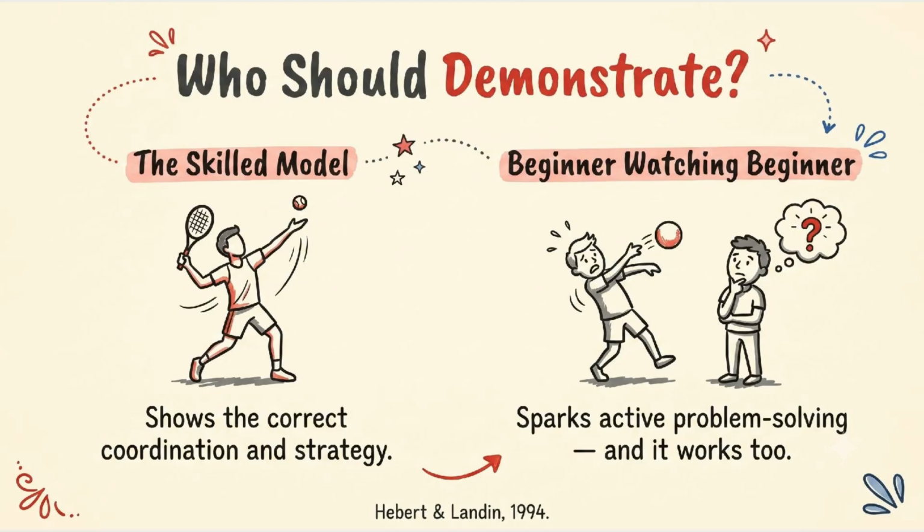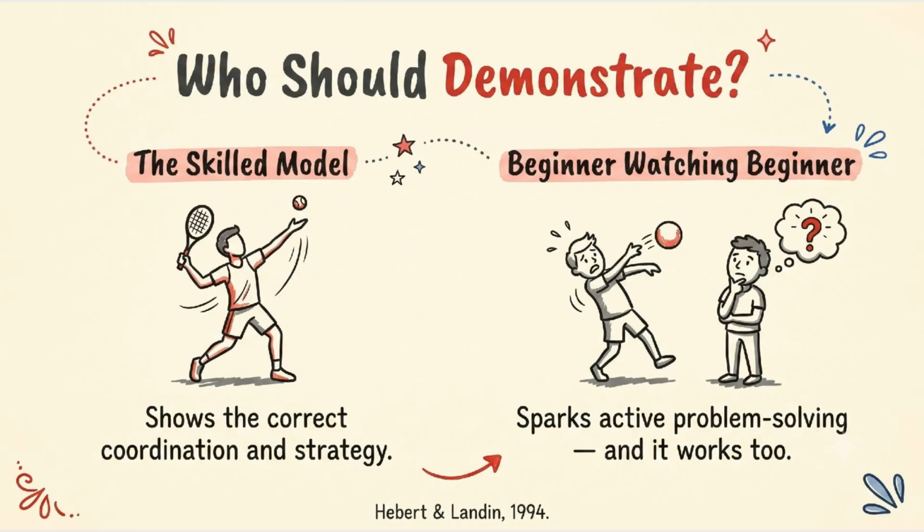But here's the surprising, almost counterintuitive finding that I want you to remember. Beginners can learn a great deal from watching other beginners. When a novice watches another novice struggle, make an error, get corrected, and try again, it pulls them into active problem solving, figuring out what works rather than just copying a polished performance. The classic demonstration of this is Hebert and Landon's tennis volley study, where groups who observed other learners practicing beat a control group that just practiced.